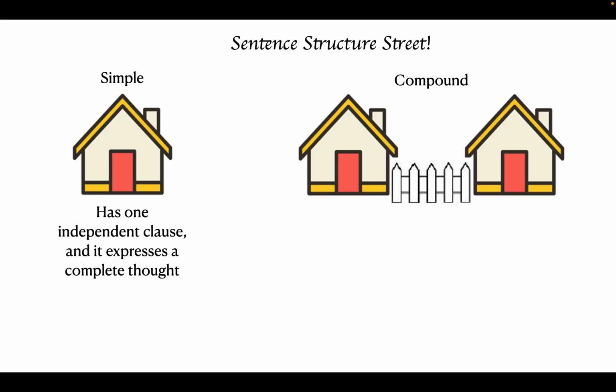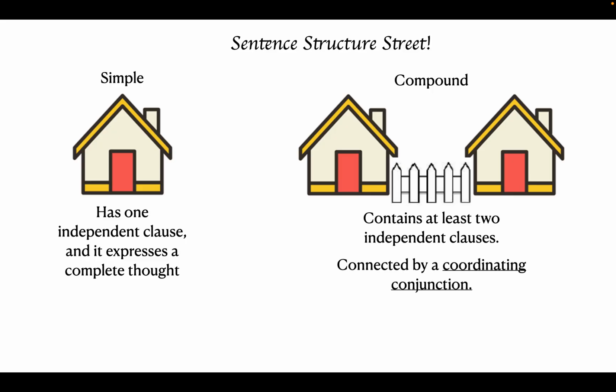So this week we are going to talk about compound structure. So a compound sentence, as you can see, looks similar to a simple, but it's almost doubled. So we will have two independent clauses, and they're going to be connected by a coordinating conjunction. So can anyone tell me what a coordinating conjunction is?